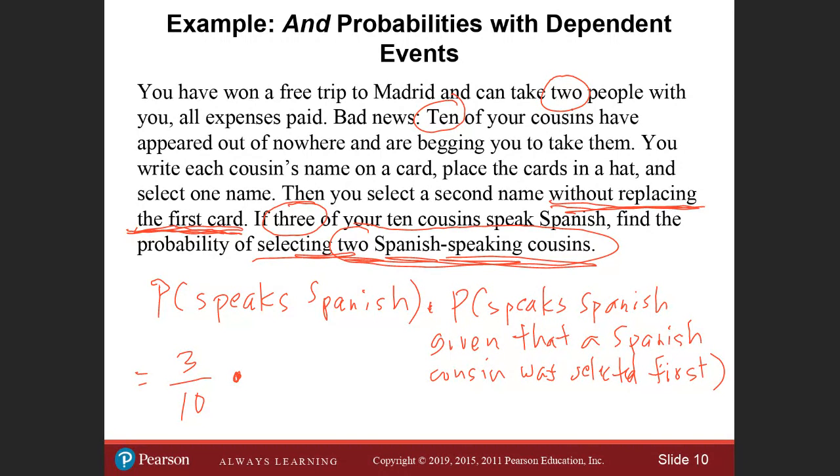So since we have 3 out of 10 cousins who speak Spanish, then we take 1 already, so that's minus 1. So you have to multiply it by 2 since we already selected 1. So we have to subtract. The total is 10 minus 1, which should be 9. So the answer would be 6/90.